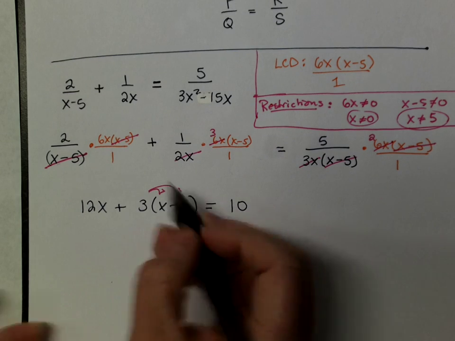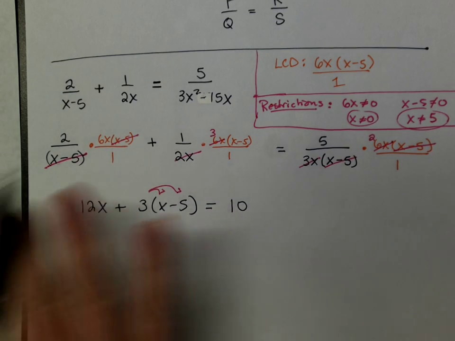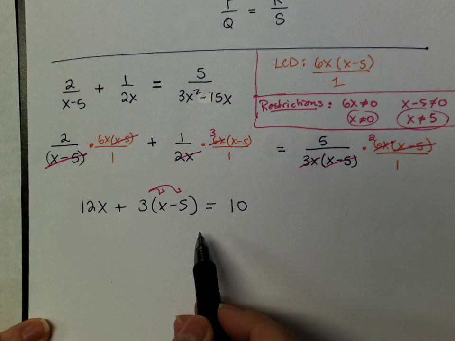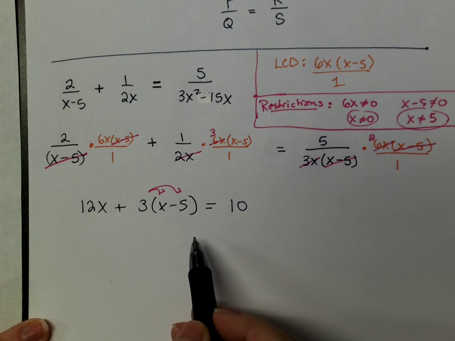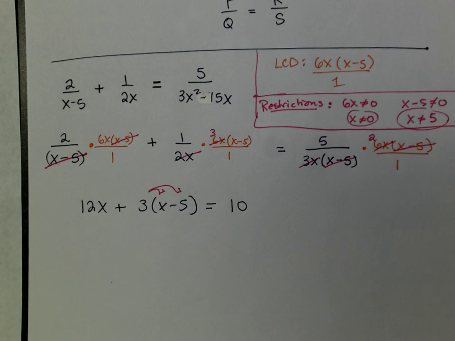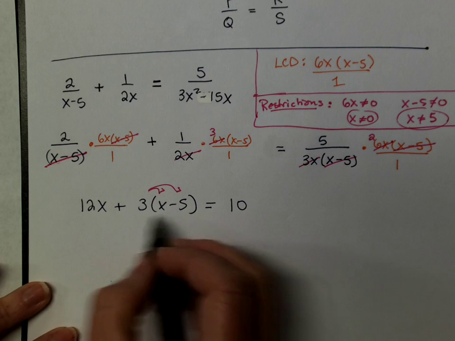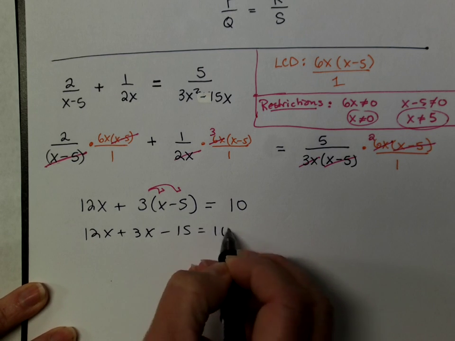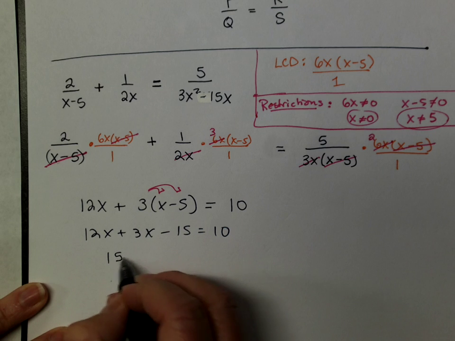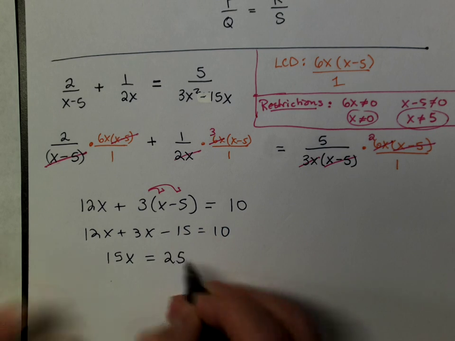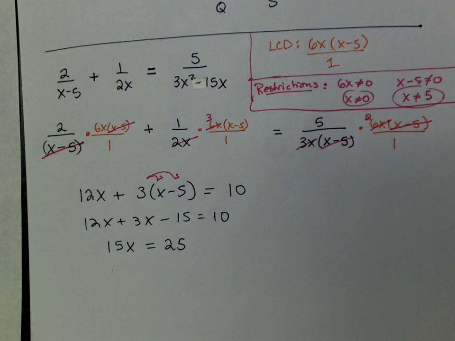Now I distribute, FOIL if I need to, whatever I have to do, kill the parentheses, combine like terms, and decide whether I'm just solving general strategy linear, one solution, or whether I'm putting it in standard form because it's quadratic, factoring, and getting 2 solutions. Here I got 12x plus 3x minus 15 equals 10. Definitely linear. So I got 15x, and I'm going to add 15 to both sides, so it's equal to 25. Okay. Linear strategies.